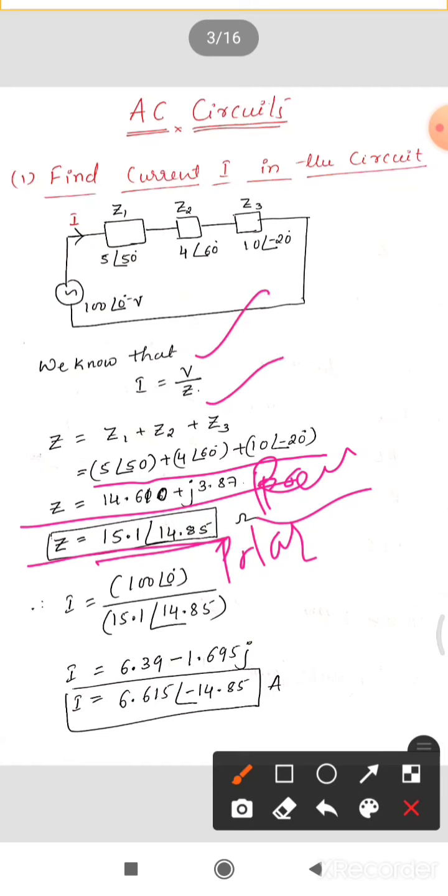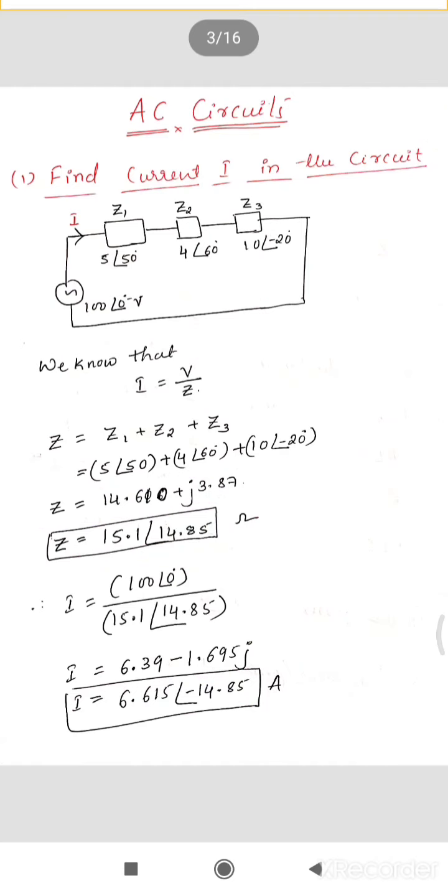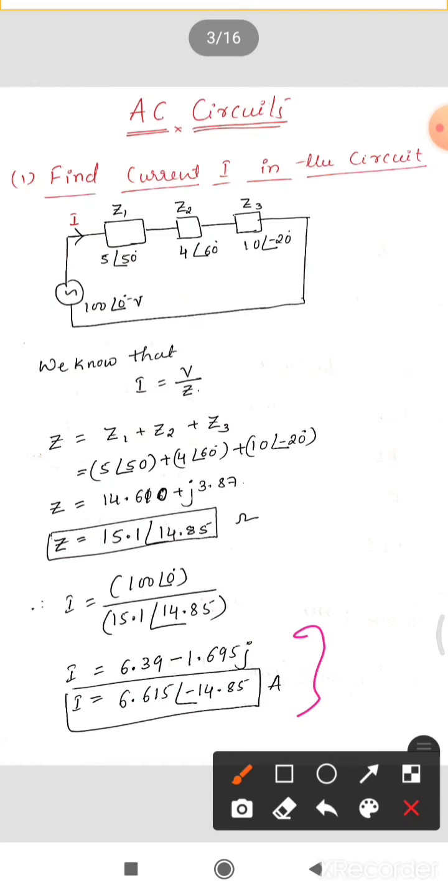So V you know, Z you know. Calculate I is equal to V divided by Z. V is 100 at an angle 0 divided by Z, that is 15.1 at an angle 14.85 ohms. If you do this, you will get the rectangular form, and this is your polar form. So I is equal to 6.615 at an angle minus 14.85 ampere in polar form. Current you can express in either polar or rectangular form, but prefer to express it in polar form.